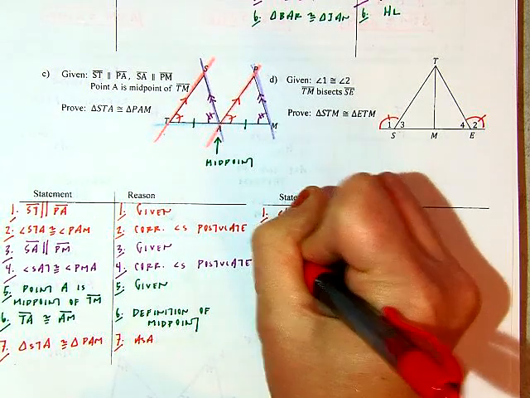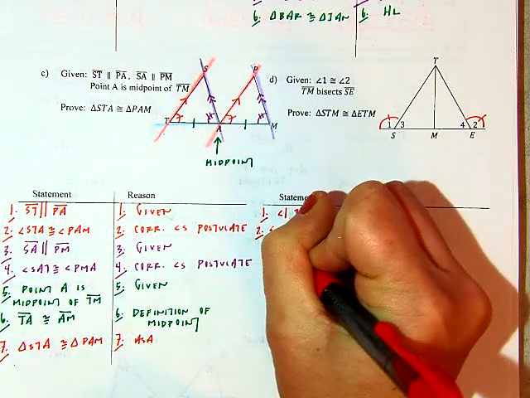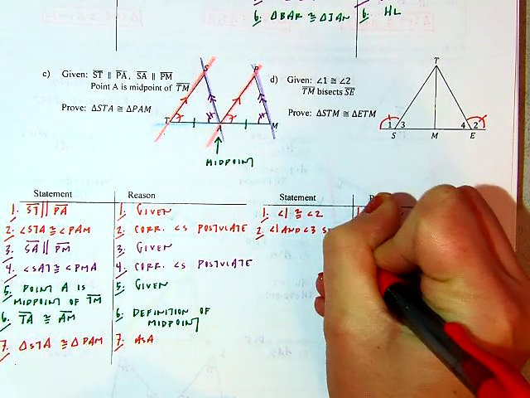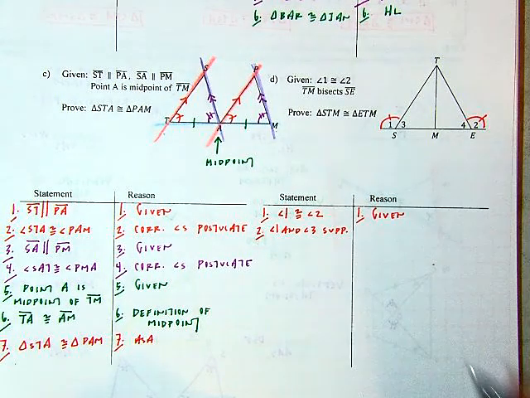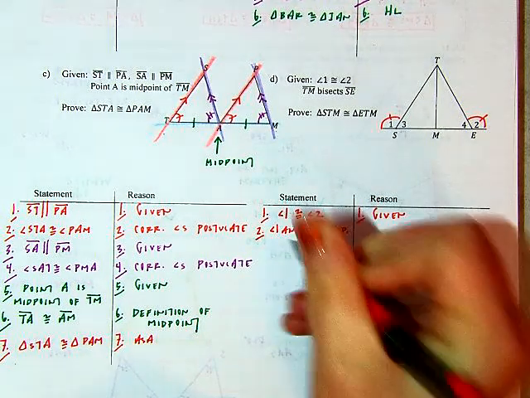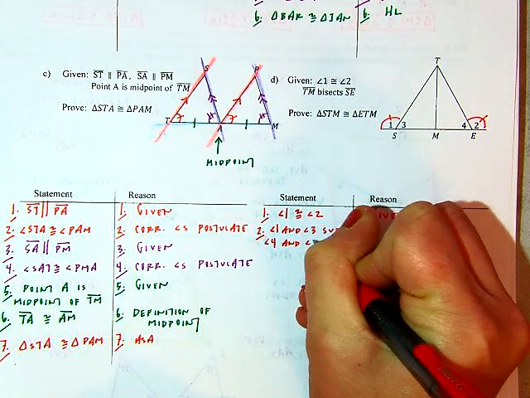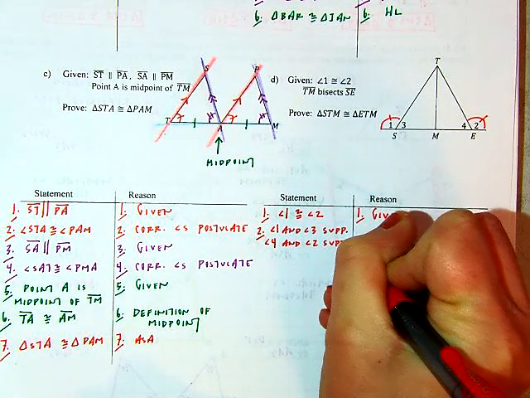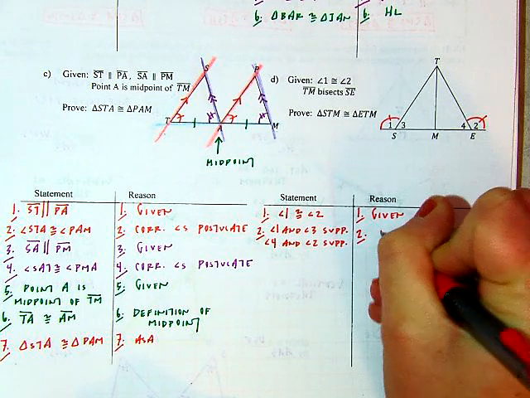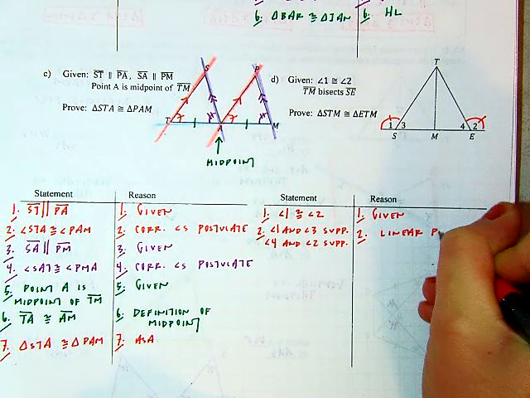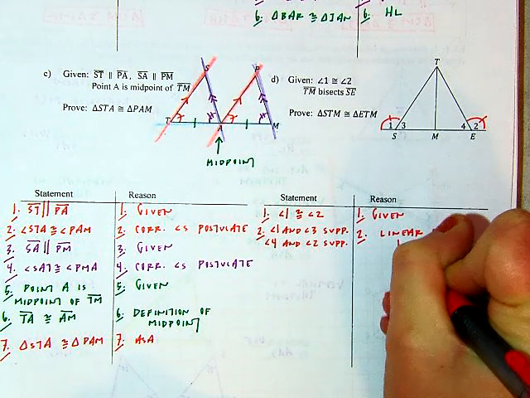So in step 2, I need to say that angle 1 and 3 are supplementary angles. I'm going to keep it abbreviated. And then same with 4 and 2. Right? We know that that's because they form a linear pair. Linear pairs are always supplementary, so I'm citing the linear pair property.